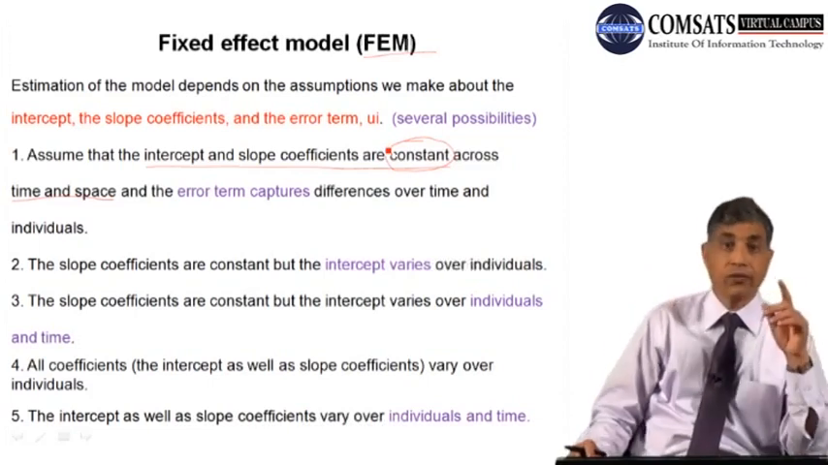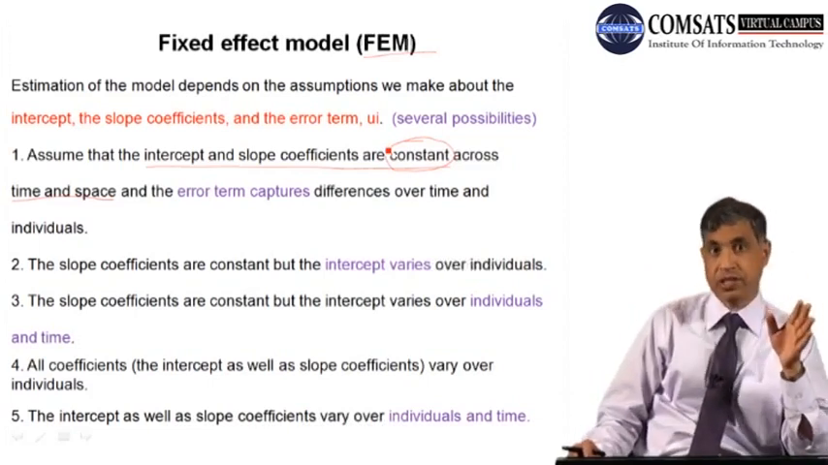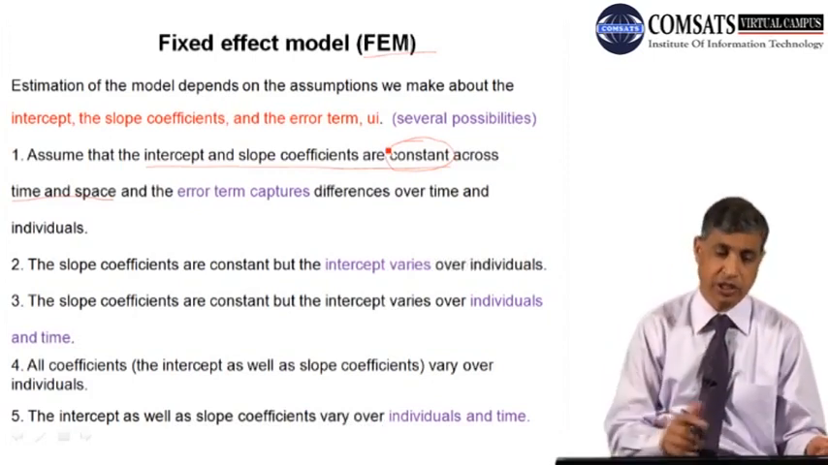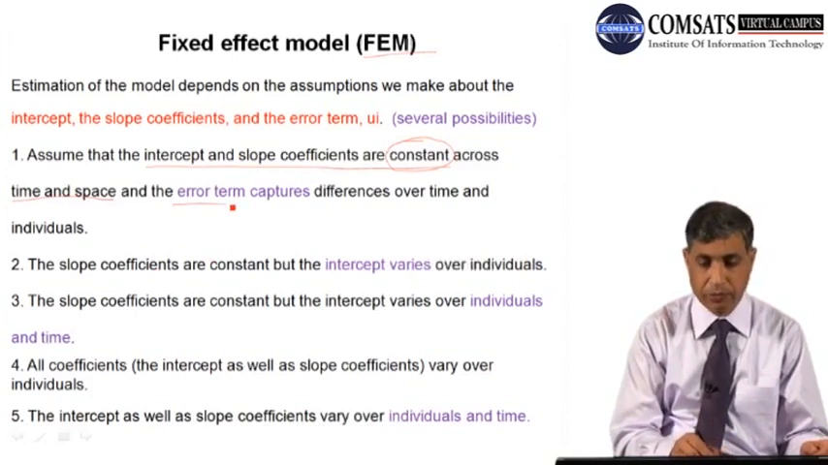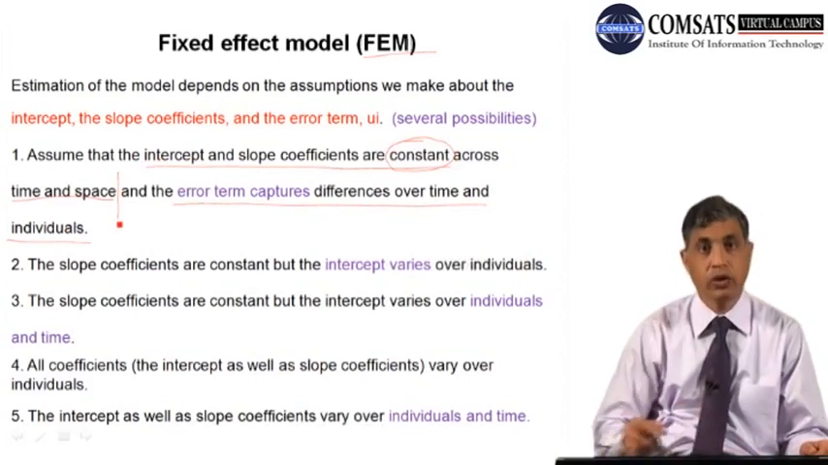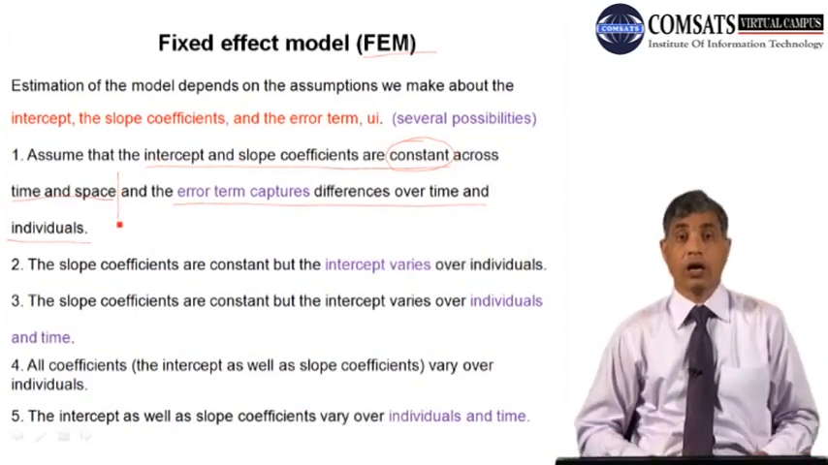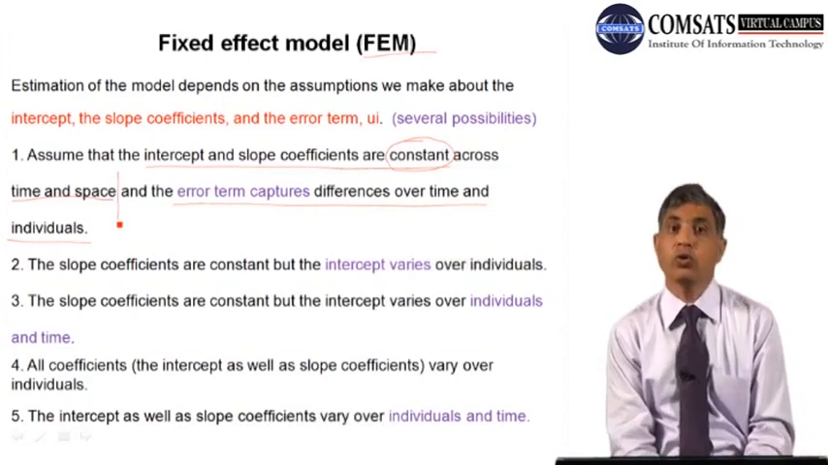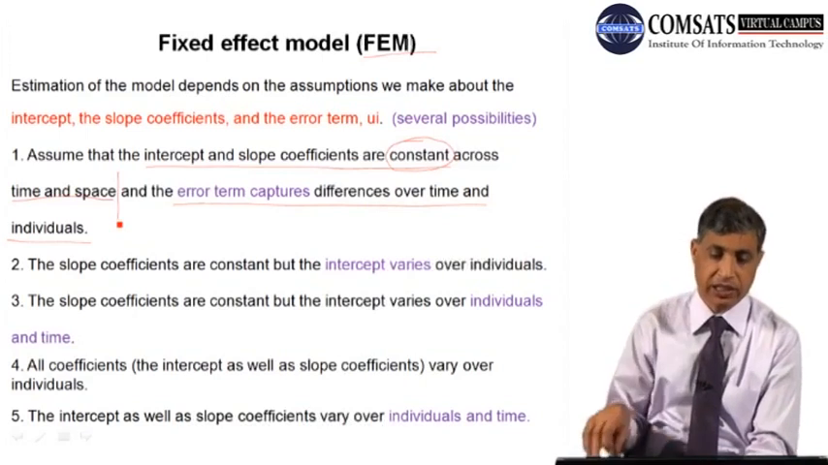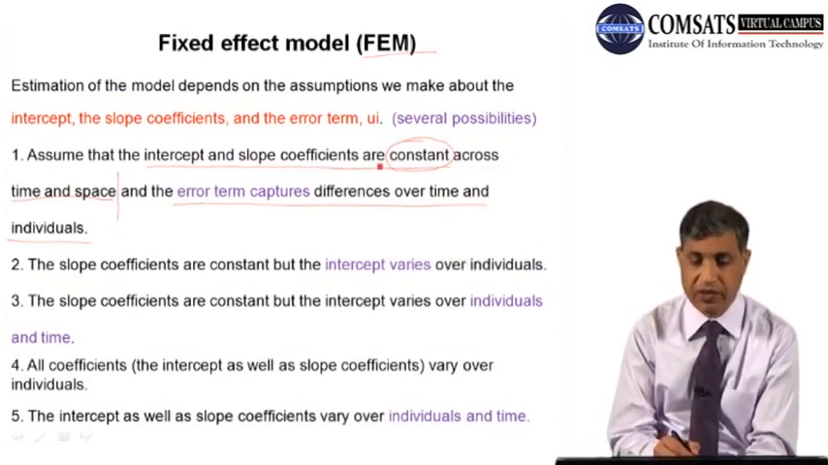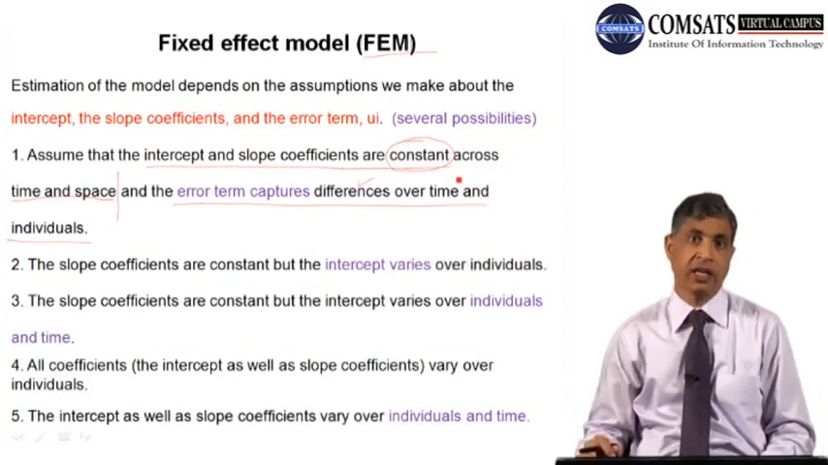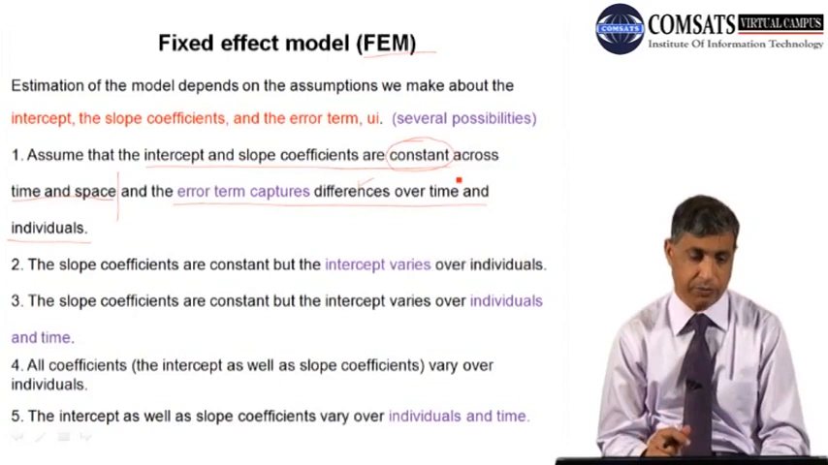What we are saying is that we will not allow the intercept term to change either in the cross-sectional dimension or the time series, and the error term captures differences over time and individual. Definitely, when we are restricting our model, the sudden question comes: how will the difference be captured? We are taking one more assumption, that the error term captures the differences over time and individual. That we have restricted in our first part of our assumption.